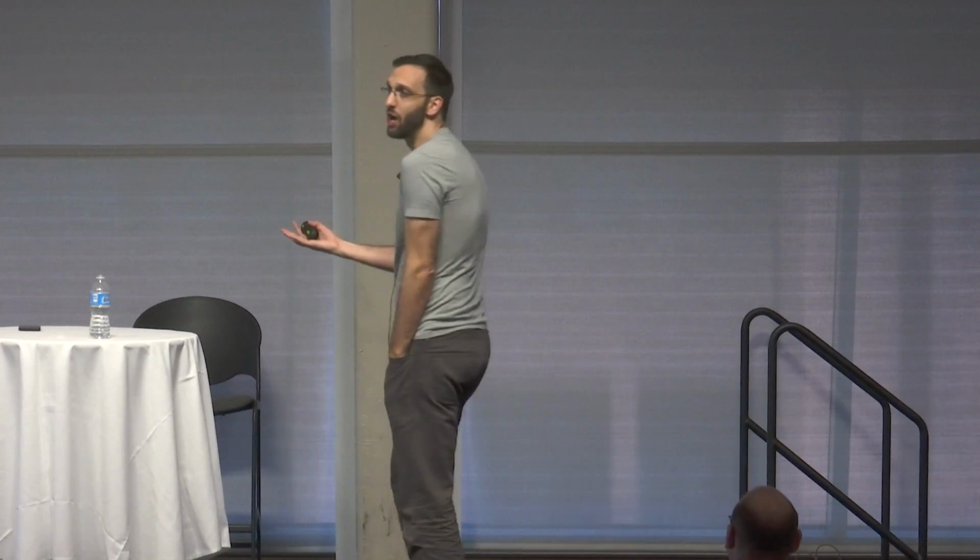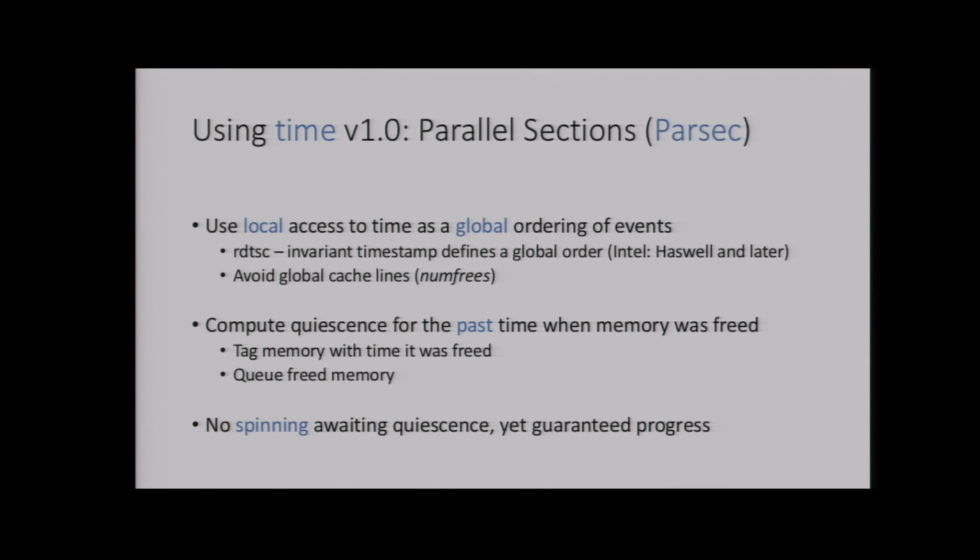So we want to get away from O of n. This talk is about using time. How can we use time in an intelligent way? A lot of the work that I do is in real-time systems and operating systems, so I had to insert that in some way into parallelism. So we want to use time here and implement our version of parallel sections, Parsec, with that. So how do we do that?